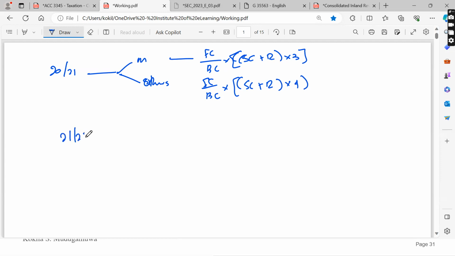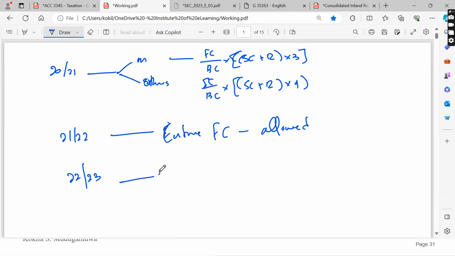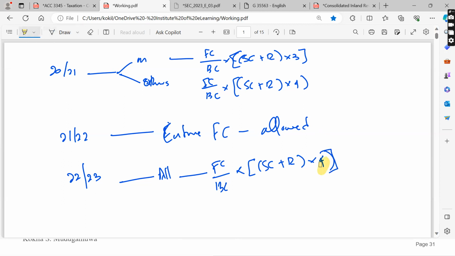In 21-22, the entire finance cost is allowed. In 22-23, again for all entities without any segregation, finance cost and the loan amount multiplied by share capital plus reserves into 4 times. 4 times, it is beneficial. The government is giving more benefit here, so the companies will get the benefit.